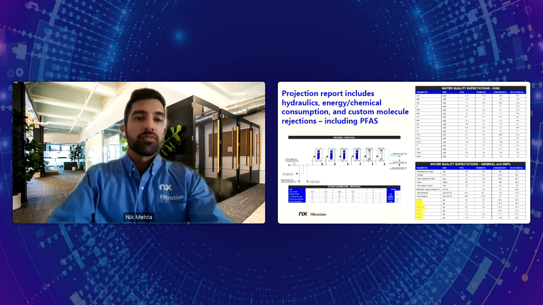for both your permeate and your concentrate, which will then allow any other technologies you're using on either the permeate or concentrate side to have a good understanding of what water quality is going into those additional process steps. So of course, it's going to provide all the other information that you might have come to expect from membrane projection, including hydraulics, energy and chemical consumption, and of course, a full breakdown of the water quality.